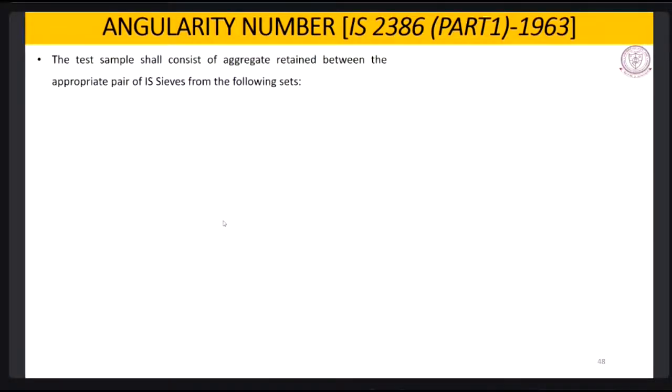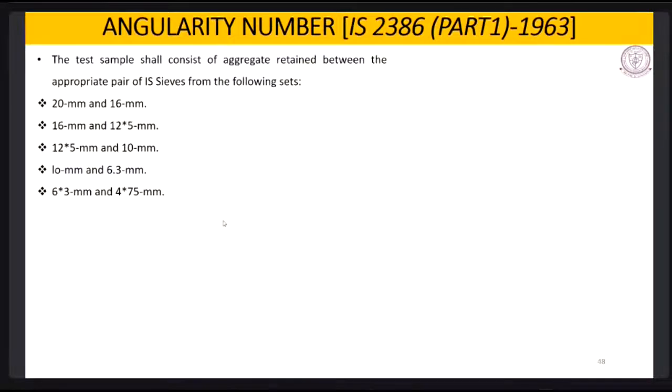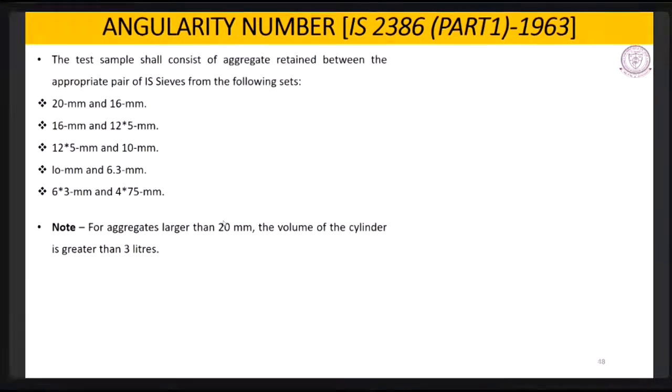The code has given that this test can be done on these pairs of sieves. Suppose you are taking material passing through 20 mm, it should be retained on 16 mm. If it passes through 16 mm, it should be retained on 12.5 mm. Similarly, they have given different sieve sizes on which this test has to be done. If your aggregate size is larger than 20 mm, then you can't efficiently do it in this 3 liter cylinder.